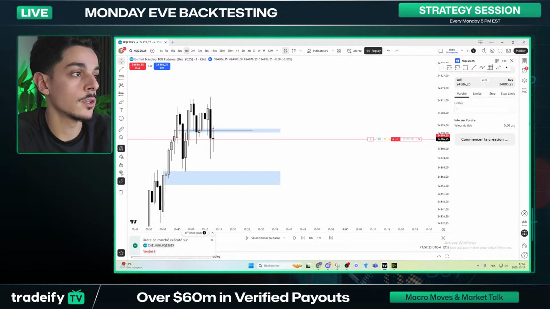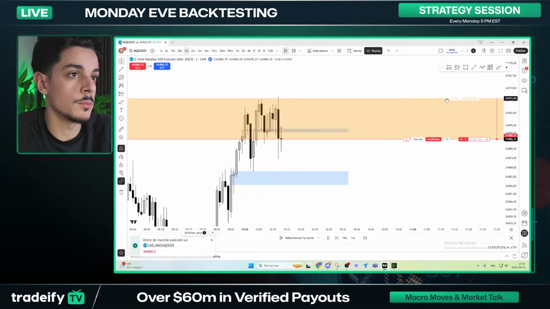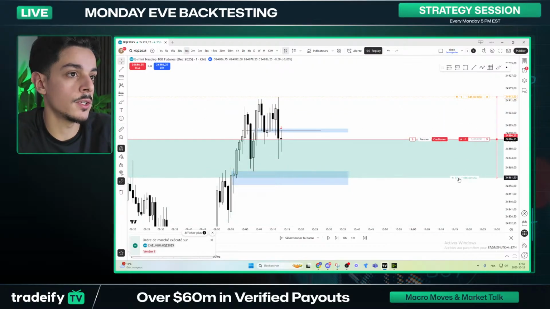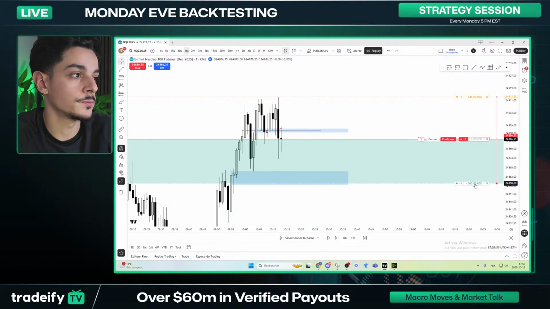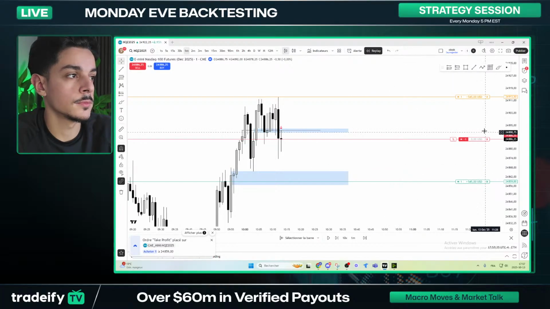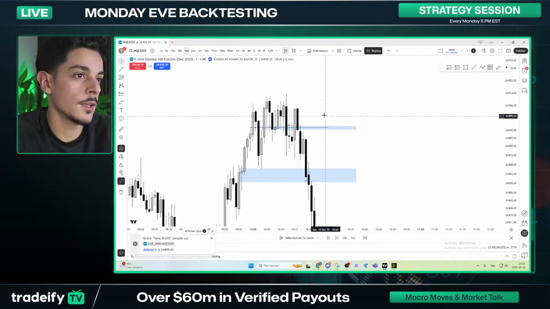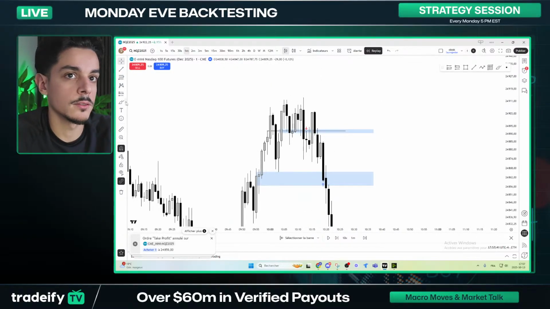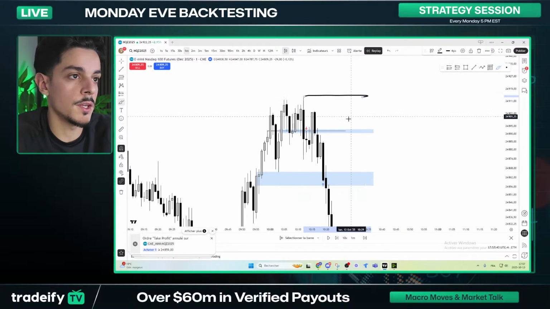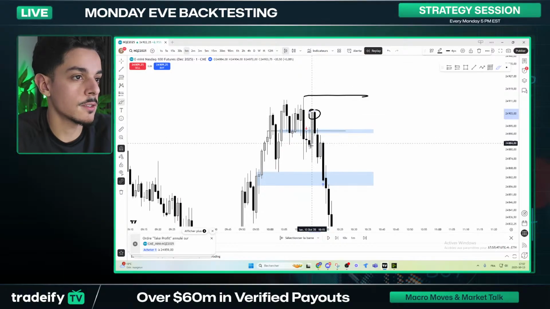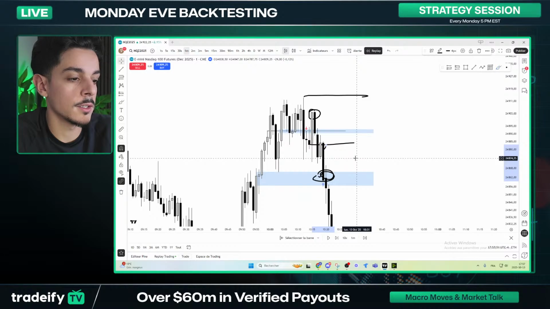So here, stop loss right above this candle's high, take profit at a 1-to-1 risk to reward. Look what's going to happen. Opened higher, perfect. Okay, still had my stop loss being right there. Opened higher, found resistance, another break here, filled the gap.